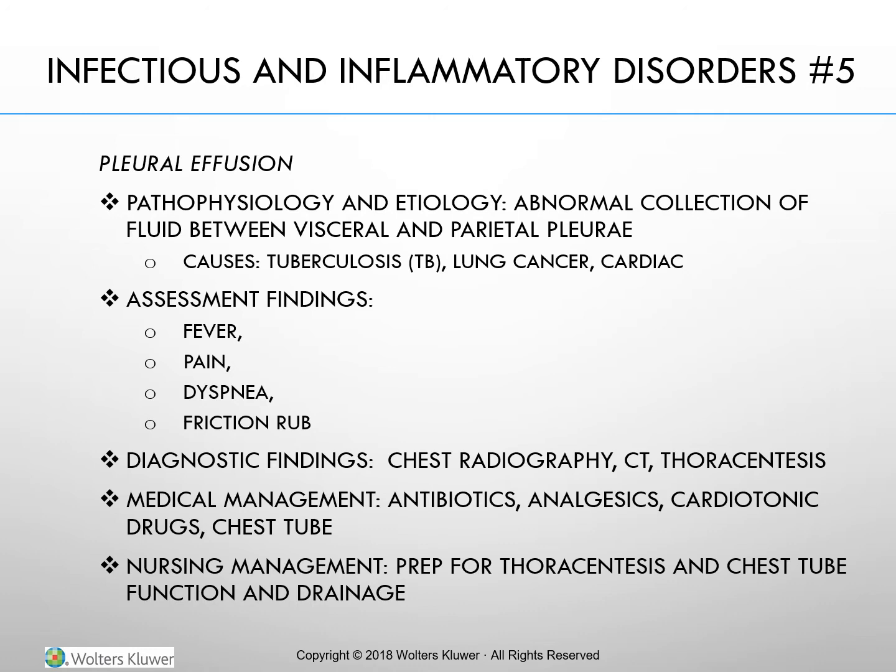Assessment findings: fever, pain, and dyspnea are the most common. Chest percussion reveals dullness over the involved area. The examiner may note diminished or absent breath sounds over the involved area when auscultating the lungs and also may hear a friction rub. Chest X-rays, ultrasound, and a CT scan will show fluid in the involved area. Thoracentesis is sometimes done to remove pleural fluid for analysis and examination for malignant cells.